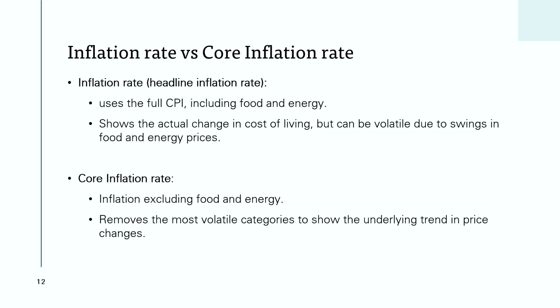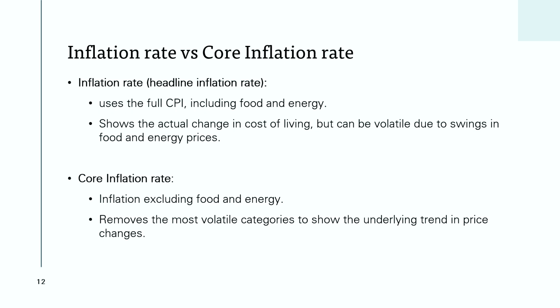Economists actually track two different versions of the inflation rate to get a clear picture of the economy. The first is the inflation rate, often called headline inflation. This uses the full CPI basket, including everything, even food and energy.